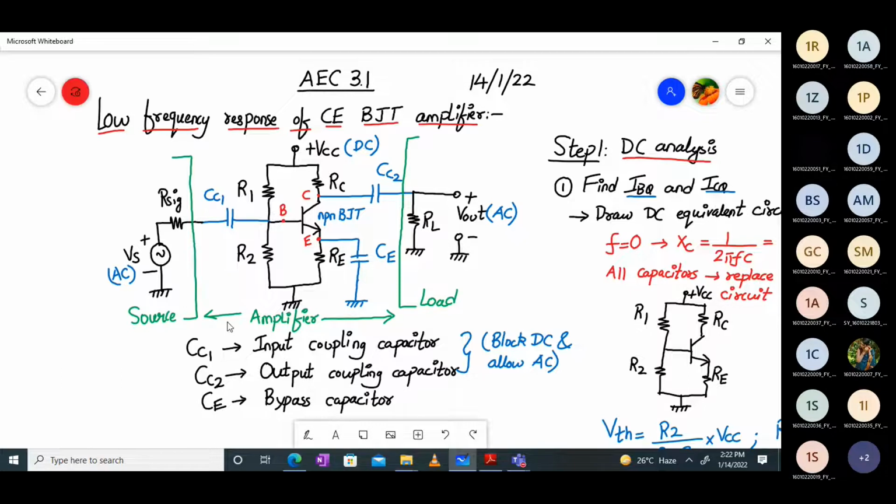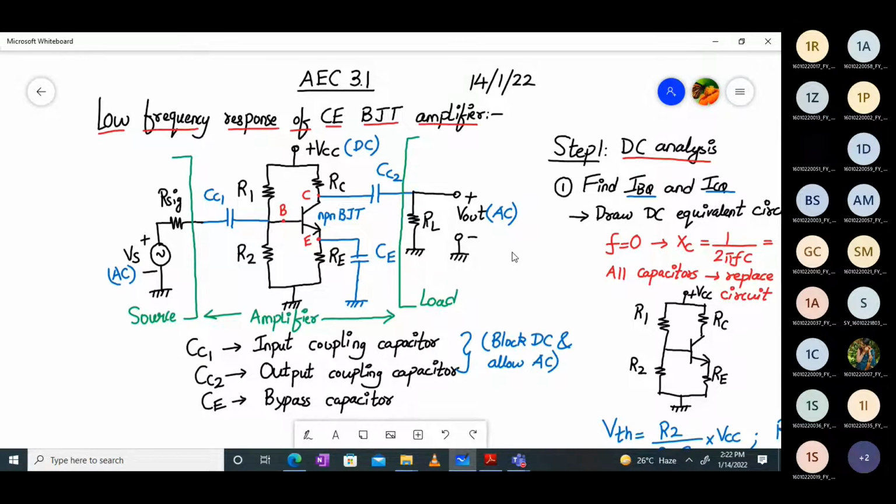So my amplifier consists of this part. This is my source, this is my load, and in between we have the amplifier. The amplifier consists of 4 resistors, 3 capacitors and an NPN BJT. The source consists of VS, the AC source, and its internal resistance RS. The load consists of the resistive load RL.